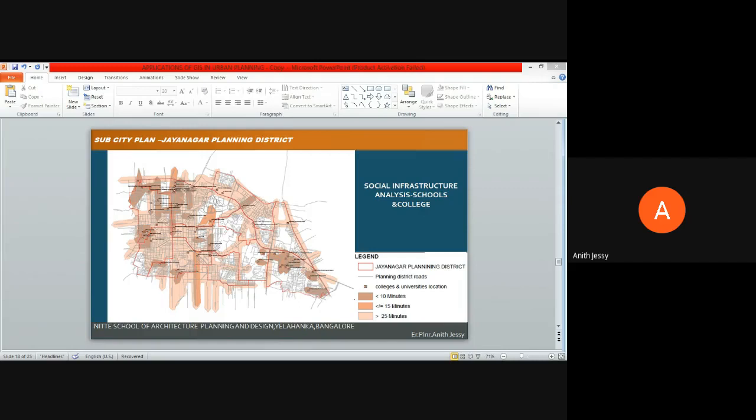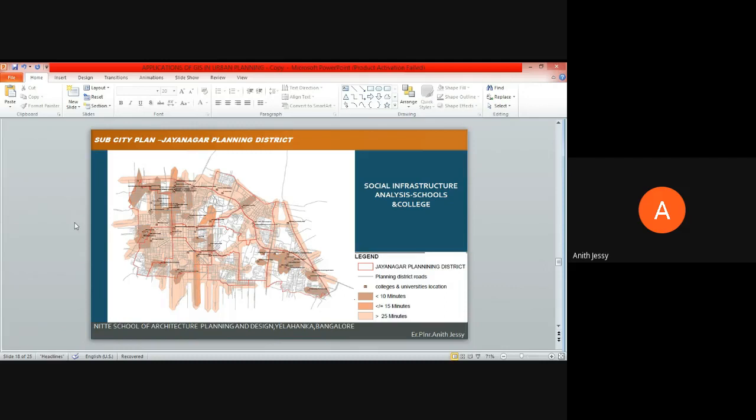We would like to understand more about the service area analysis, because as per the URDPFI guidelines, which we follow for facilitating services, the number of services available in Jayanagar planning district was almost satisfactory and enough. But when we wanted to study whether they are equally or spatially distributed, there we found the issue. Let me take you through what we have understood.